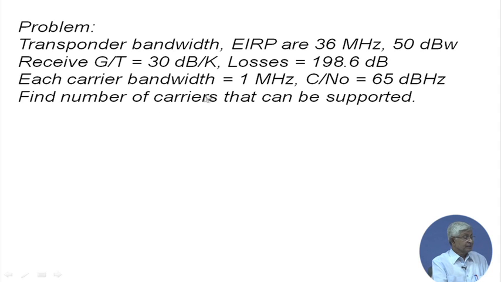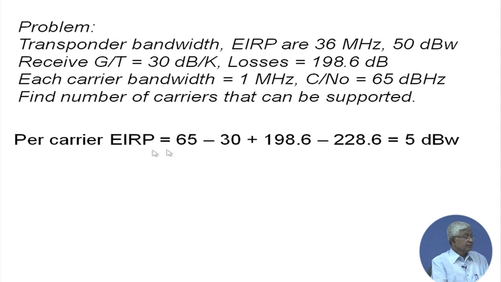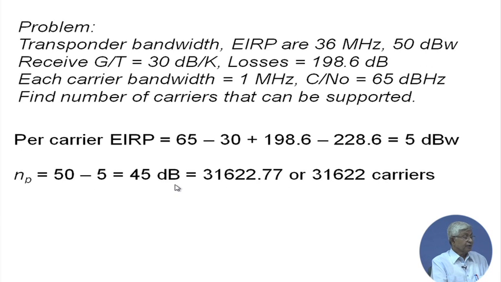So, the number of carriers, here the numbers have changed. Per carrier EIRP, you can put into that transmission equation, you will find it is 5 dBW, and total is 50 dBW. So, therefore, 45 dB, in terms of number, is available, which is a very large number; again it is a fraction, you take the lower integer. So, it is 31,622 carriers.